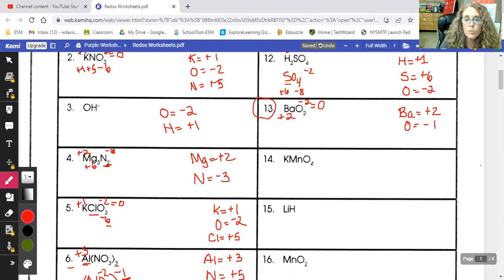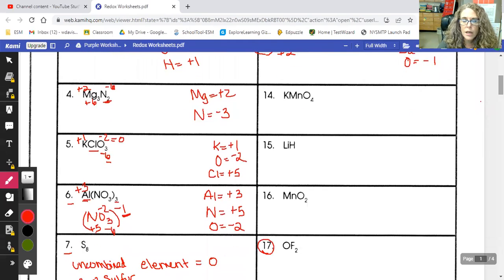Remember, there are only a very few exceptions to oxygen being -2, but you have to be aware of them. For the most part, you'll be safe with most questions, especially on the Regents exam, with oxygen being -2, unless they're really being mean.